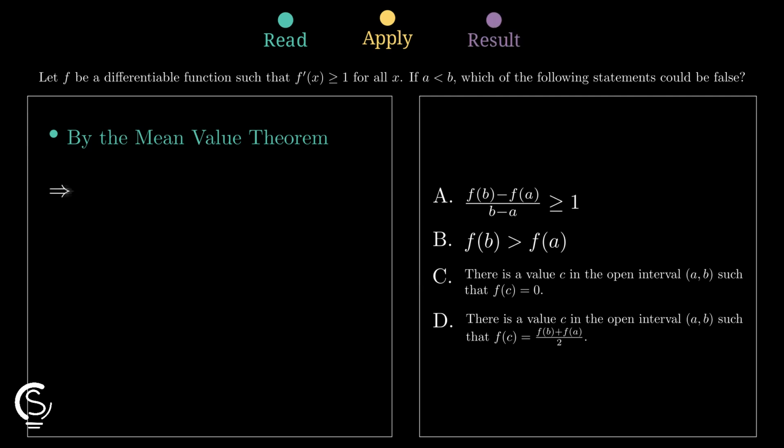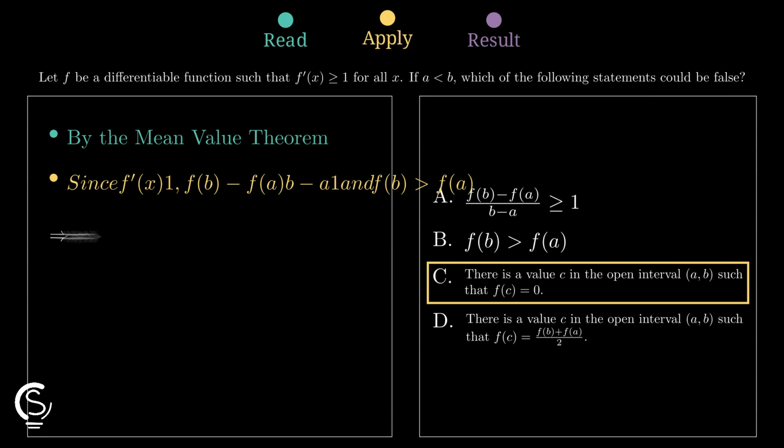The intermediate value theorem guarantees the average value in D exists. However, nothing forces the function to cross 0, making option C the false statement.